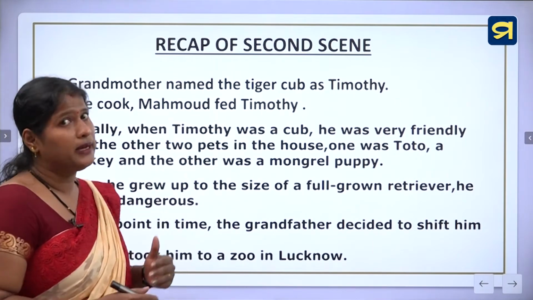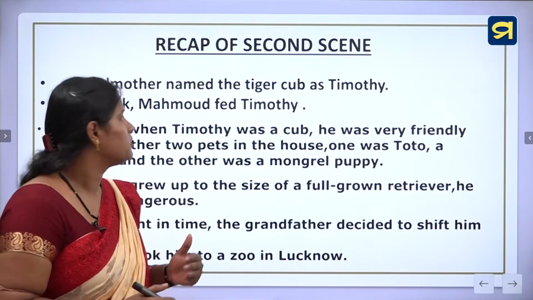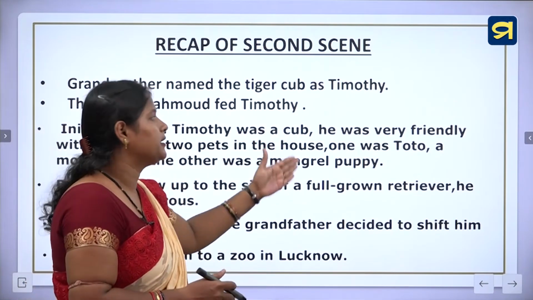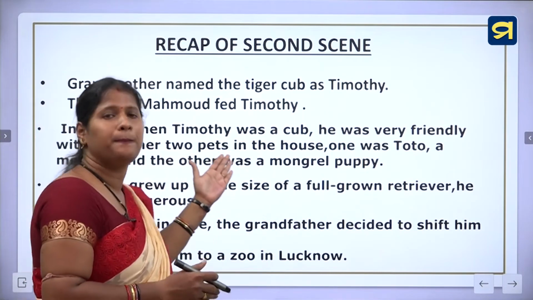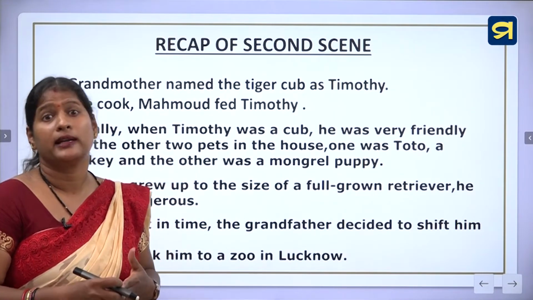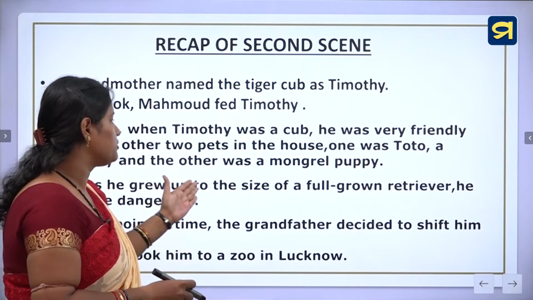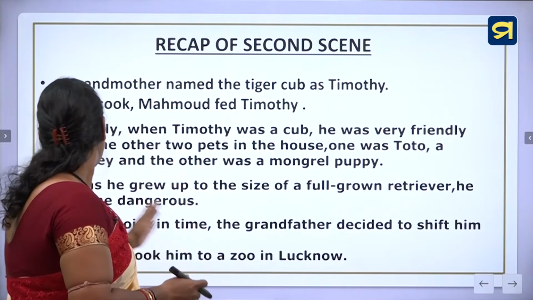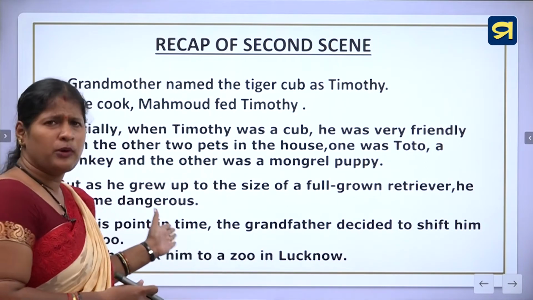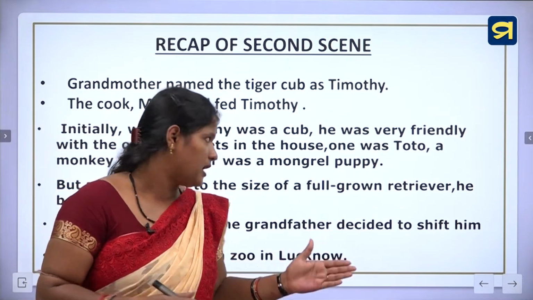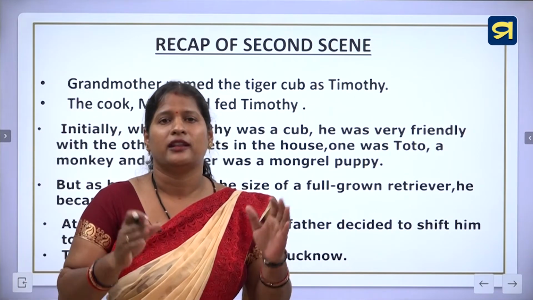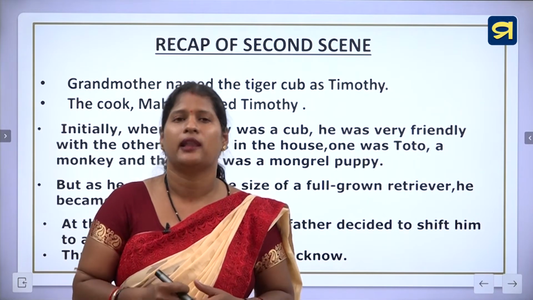Grandmother named the tiger cub as Timothy. The cook, Mahmoud, fed Timothy. Initially, when Timothy was a cub, a baby tiger, he was very friendly with the two other pets of the house. Who were the two pets? One was Toto, a monkey, and the other one was a mongrel puppy. But as he grew up to the size of a full grown up retriever, he became dangerous. Gradually, Timothy was showing its wild characters. At this point in time, the grandfather decided now to shift Timothy to a zoo. Thus, he took him to a zoo, and the nearest zoo was in Lucknow.